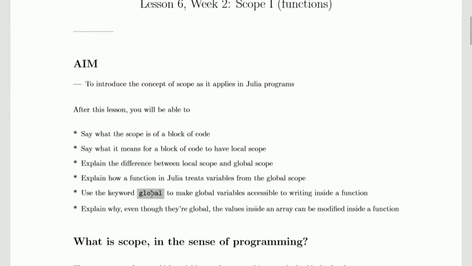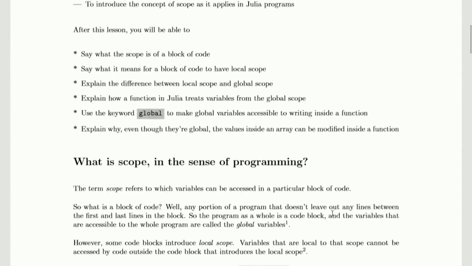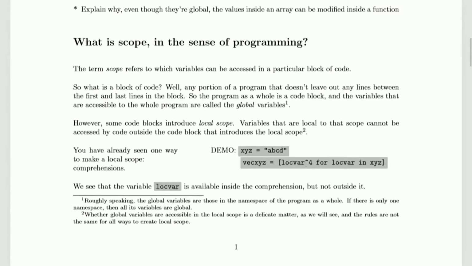You'll be able to use the keyword global to make global variables accessible for writing inside a function. And you'll be able to explain why, even though they're global, the values inside an array can be modified inside a function. So, what is scope in the sense of programming?